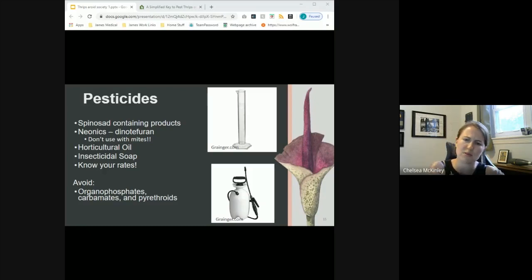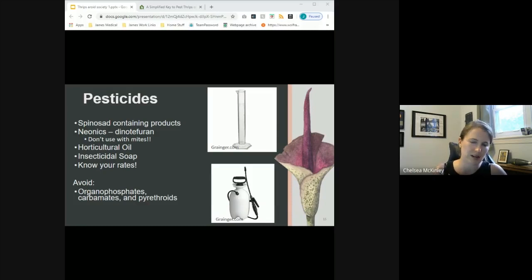You also want to avoid some of the old school organophosphates, carbamates, and pyrethroids. These tend to be extremely toxic to humans. Pyrethroids, not so much. They're mostly just not great for the environment, but definitely organophosphates and carbamates. So those specifically, acephate, malathion, carbaryl, they are just super toxic to humans.